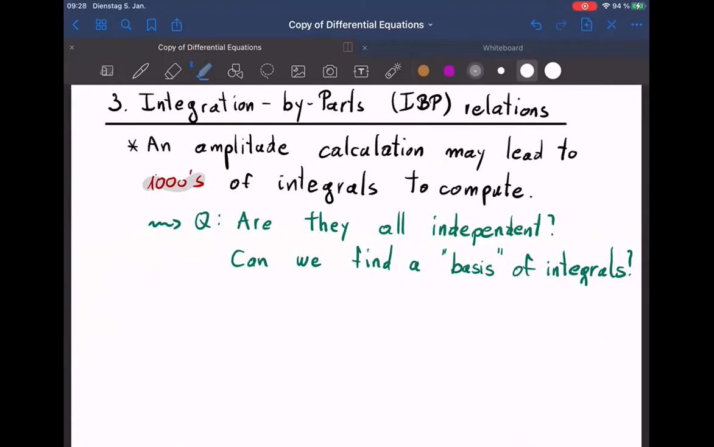And the question that naturally comes up is, are they all independent? Or would it not be better to find a basis? Because there's no point computing 1,000 different integrals if you realize that in the end only 10 of them were linearly independent. So how can you possibly find a basis? That's going to be the first question that we want to answer. Given a collection of Feynman integrals that comes out of your computation, how can I find a basis?